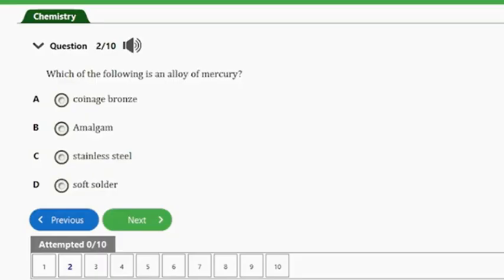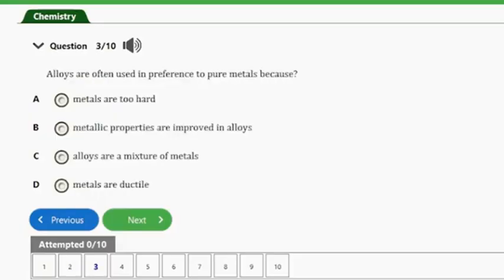Question number 2, it says, which of the following is an alloy of mercury? A, coinage bronze; B, amalgam; C, stainless steel; D, soft solder. So the answer to this question is option B, that's the amalgam. An alloy of mercury is known as an amalgam. Amalgams are actually a combination of mercury with another metal. So they are used in dentistry and for extraction of gold and silver. So that's it for that question. So let's consider the next question.